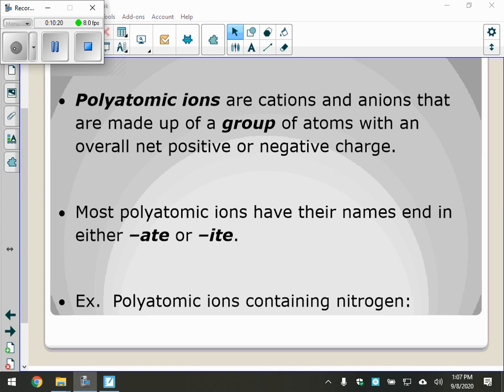You know this chart from last year, correct? Things like nitrate, sulfate. You remember those from last year? Carbonate. We're going to learn a few new ones this year, okay? So, a couple new ones here, but before we get to that, most of them end in ate or ite.